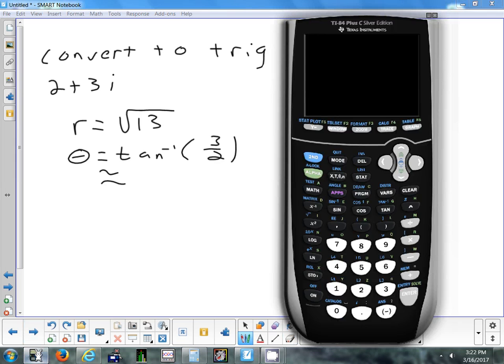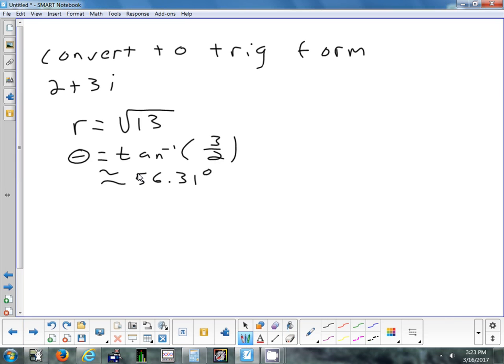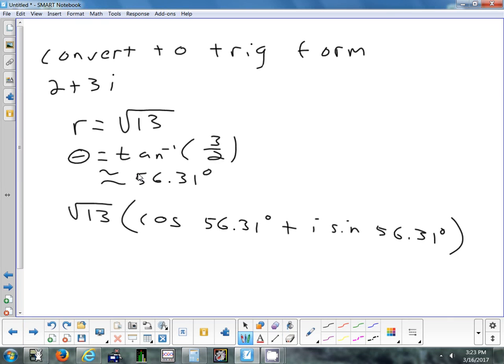That's not a nice answer. So inverse tangent of 1.5 is 56.31. So what would my final answer be in trig form? Isn't it square root of 13 cosine 56.31, plus i sine 56.31? Yep.